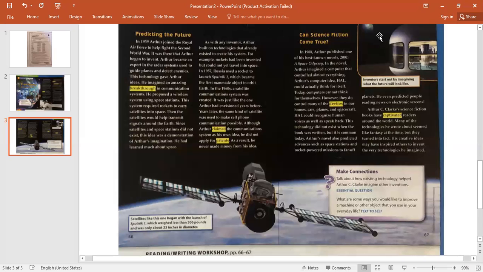Okay, so here in the photo, we see satellites like this one began with the launch of Sputnik-1, which weighed less than 200 pounds and was only about 23 inches in diameter.